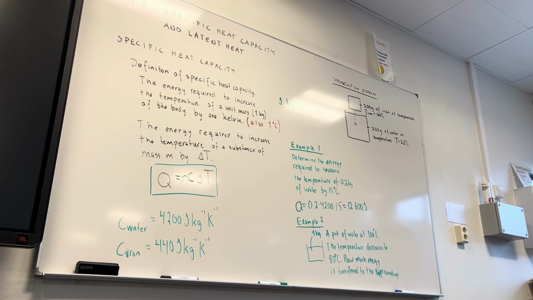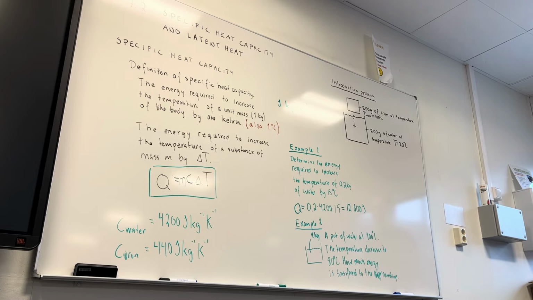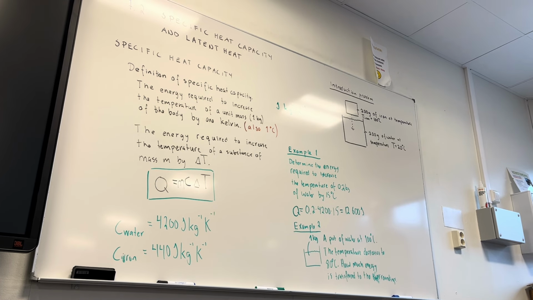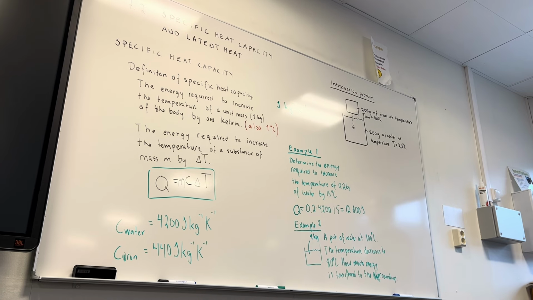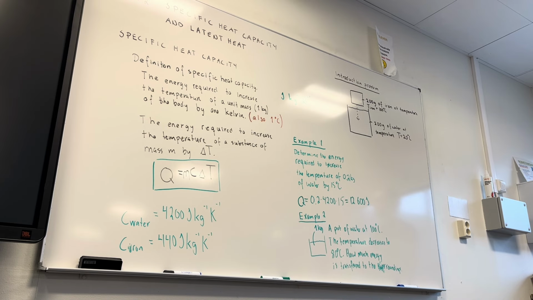So the thing is, you have here a pot of water at 100 degrees Celsius. The temperature decreases to 80 degrees Celsius. How much energy is transferred to the surroundings? So how would you solve that problem? We can use this formula. We need to find Q.